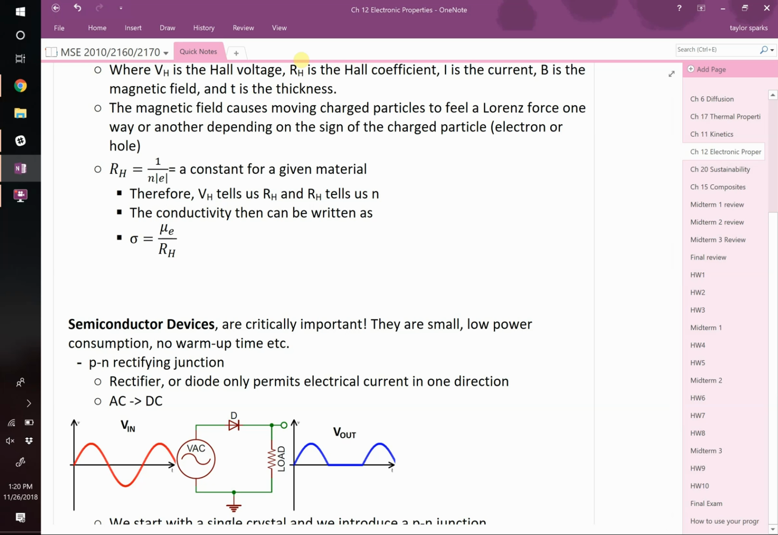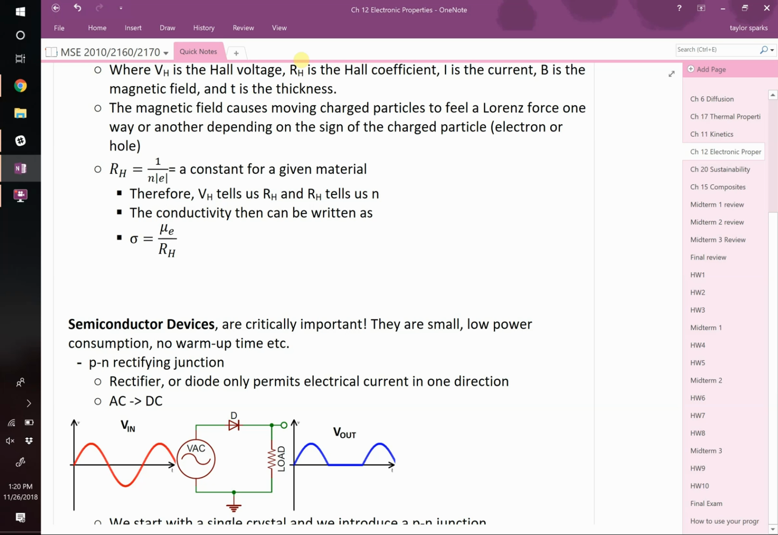So how is it that you can take something that has a band gap or not and create all the crazy devices that we have? Things like transistors, things like PN junctions, solar cells. How do all these things work? So let's start with a rectifying junction. A PN rectifying junction. What does this do?